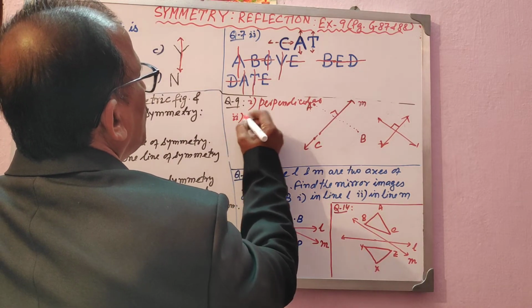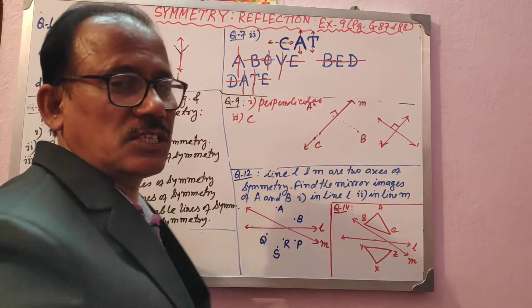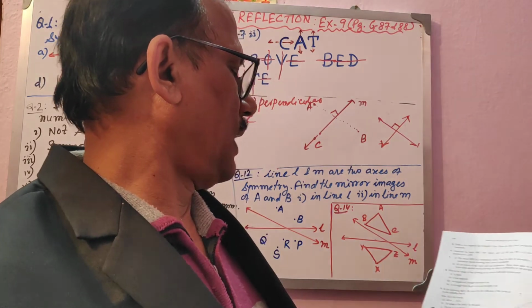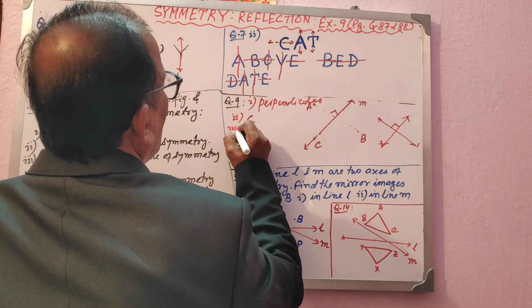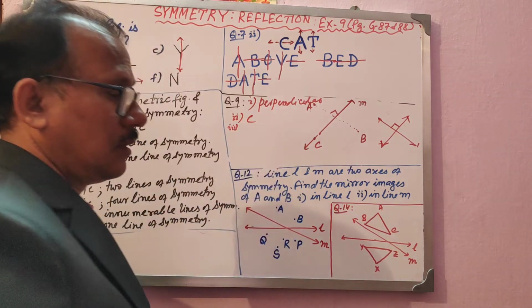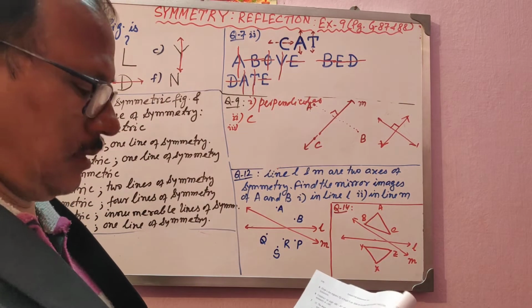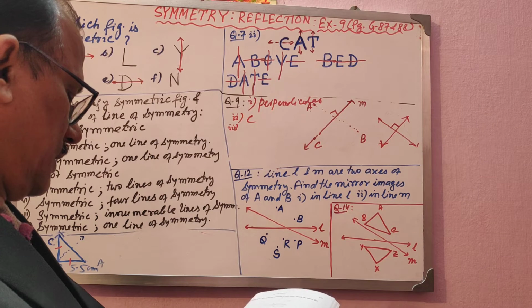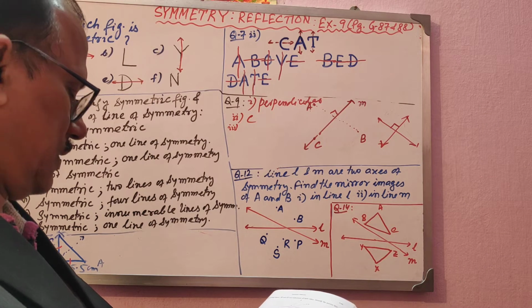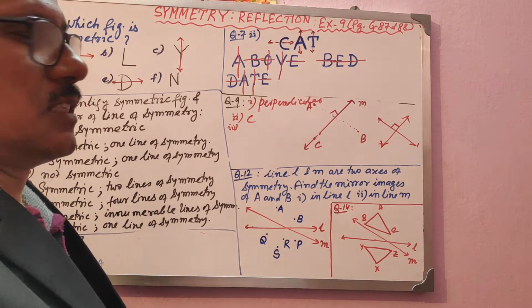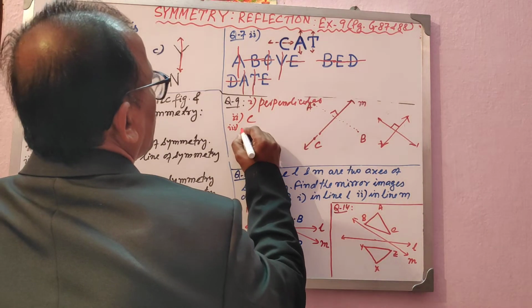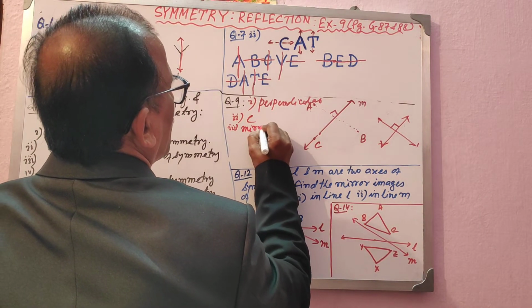The image of point C will be C only because it is on the mirror line. Now, line M is called the mirror line. You can write down mirror line or the line of reflection. It is also written as the axis of reflection symmetry. You can write down mirror line, very nicely.